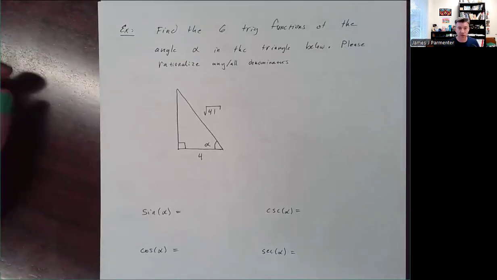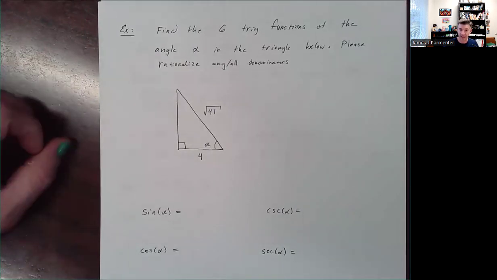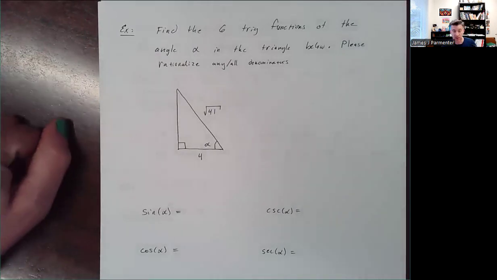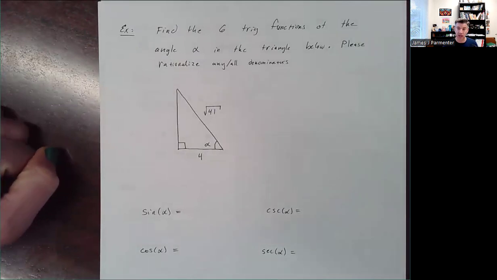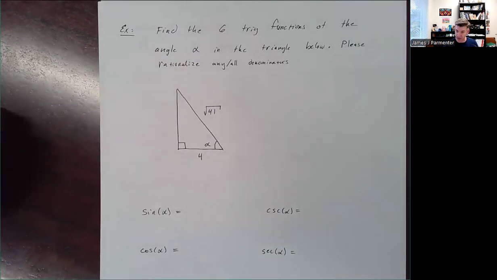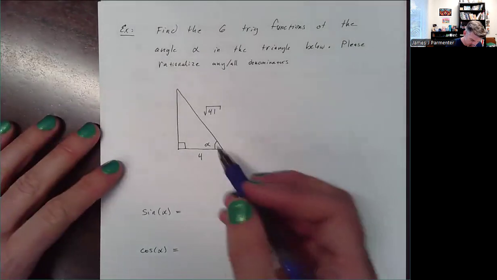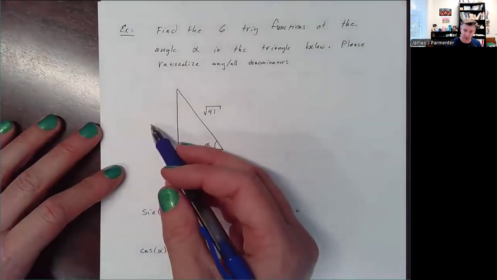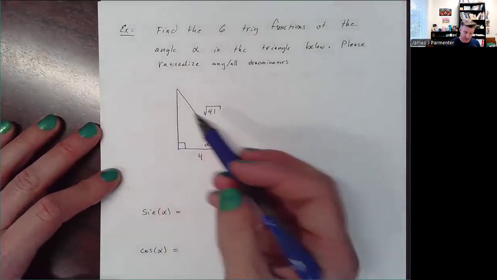Find the six trig functions of the angle alpha in the triangle below. Please rationalize any and all denominators. That means if we end up with a radical in the denominator, we have to do some work to get it out of the denominator. So I'll point out that we're missing a side again. Before we were missing the hypotenuse, now we're missing one of the legs.